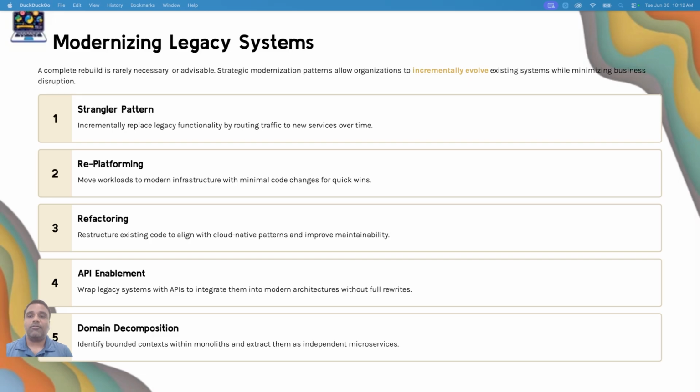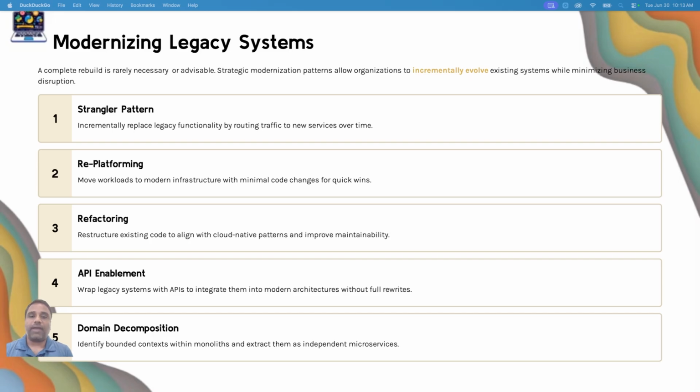The strangler fig pattern: incrementally replace legacy functionality by routing traffic to new services over time. The legacy system shrinks gradually until it can be retired. The next one is replatforming. Move workloads to modern infrastructure with minimal code changes. This gives you the quick wins that deliver value while you plan deeper modernization.